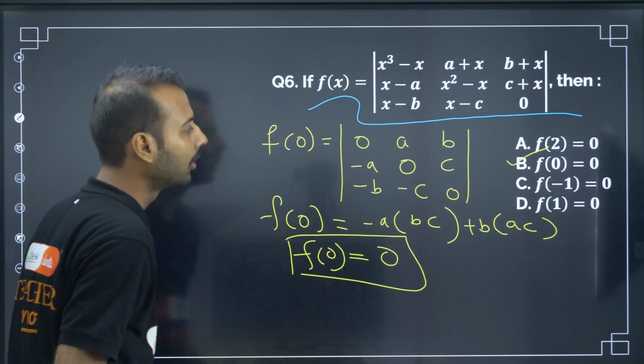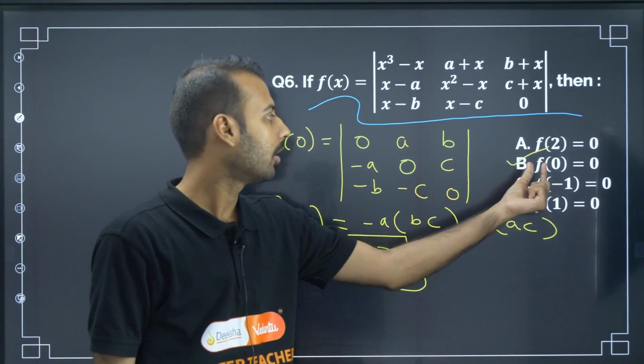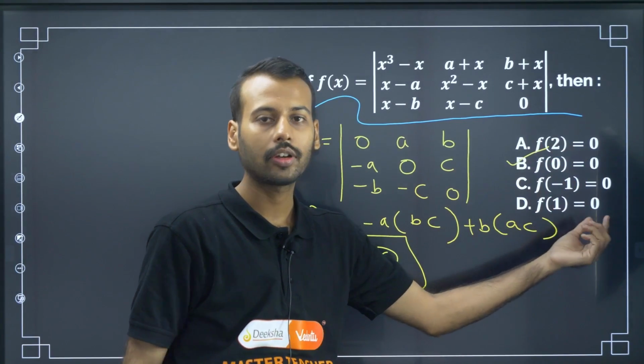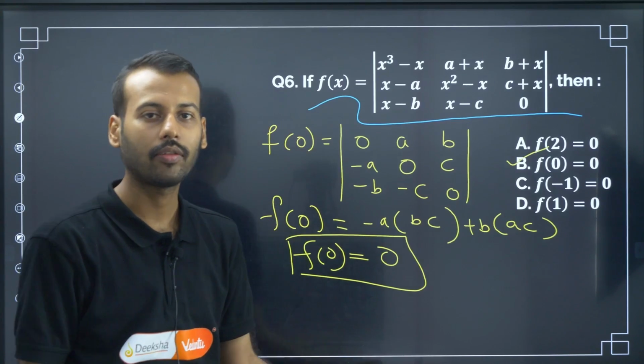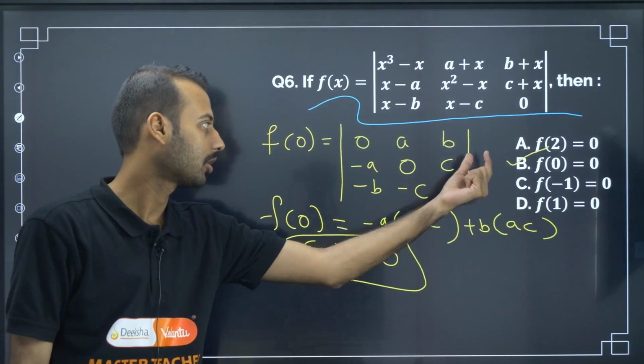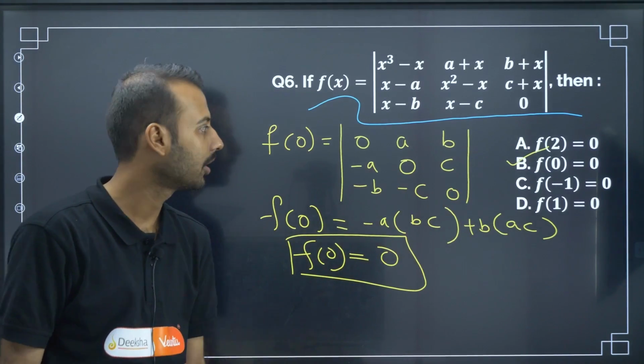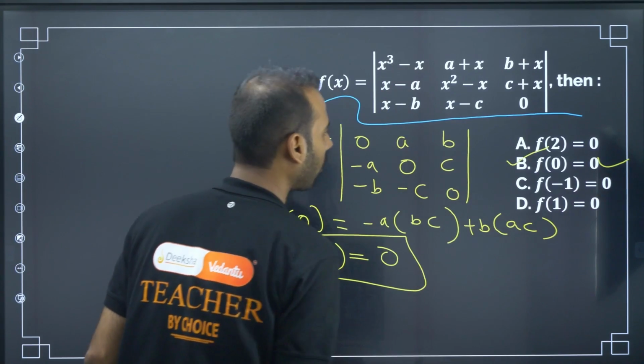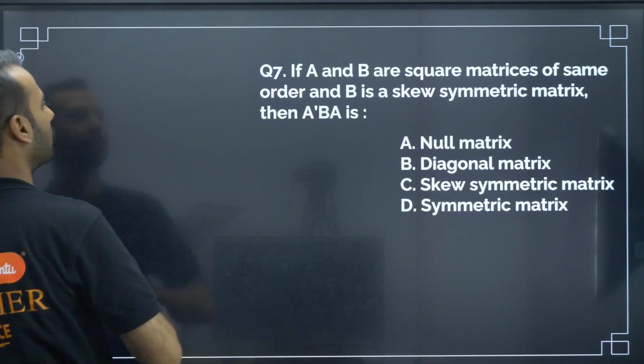Yes, it is correct. So if you try f of 2, f of minus 1, f of 1, you can try, but in exam don't try. If you get the answer, move on to next. You should just have confidence in your calculation, that's it. So these questions are to check your confidence in your calculations. Next, moving on to next.